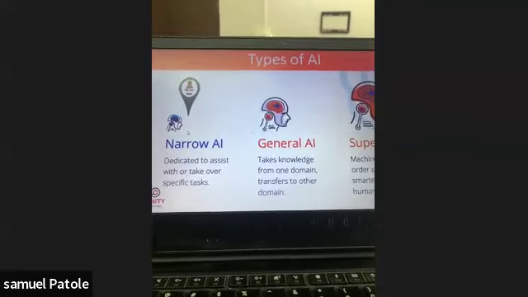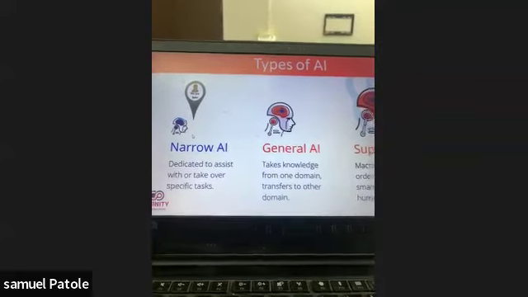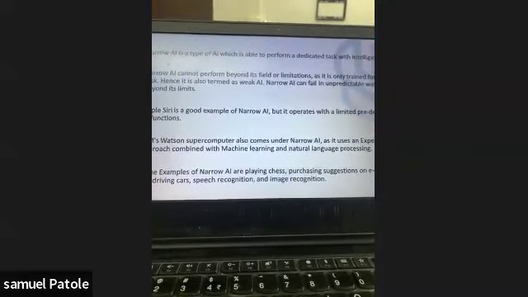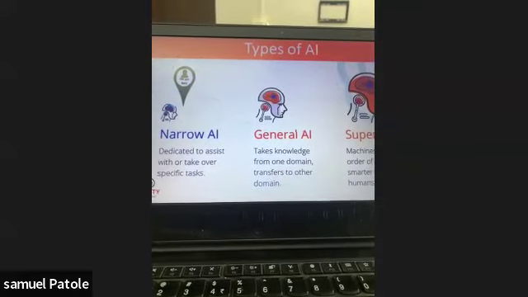Can you tell me when computers came to India? Does anyone know when computers came to India? Yes.